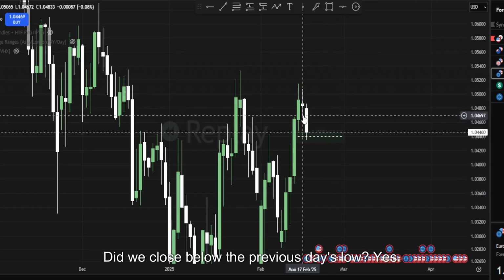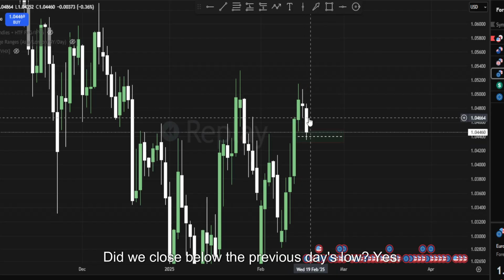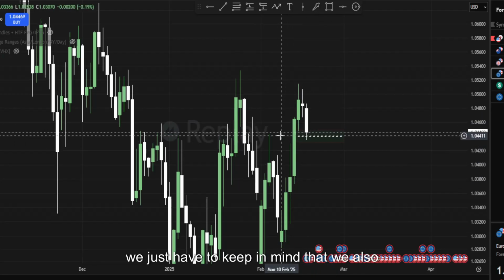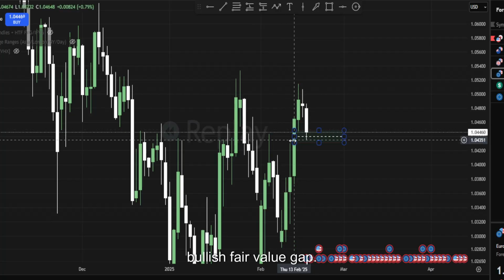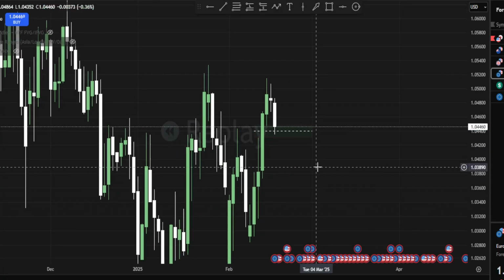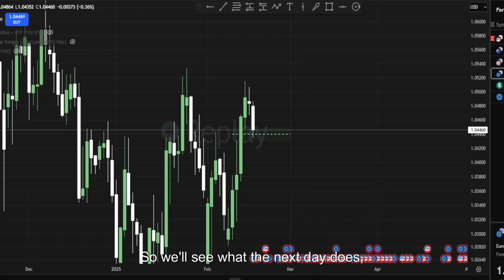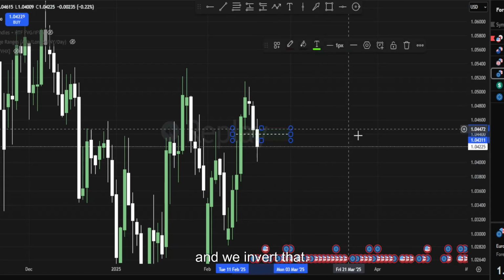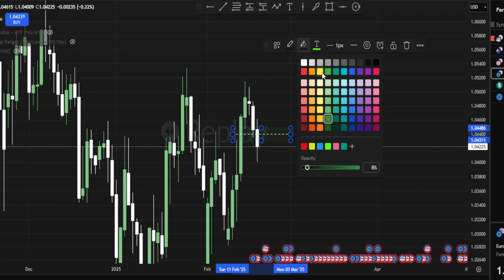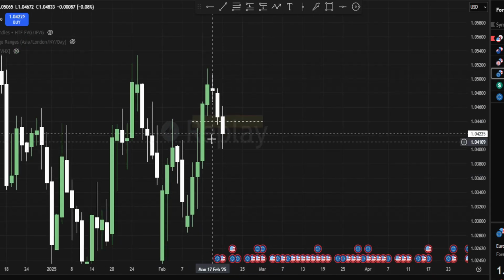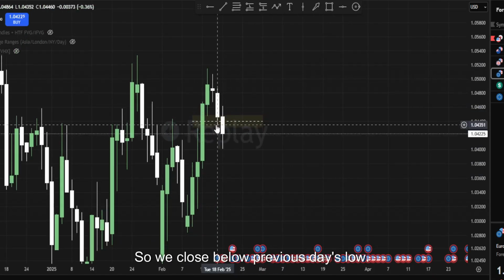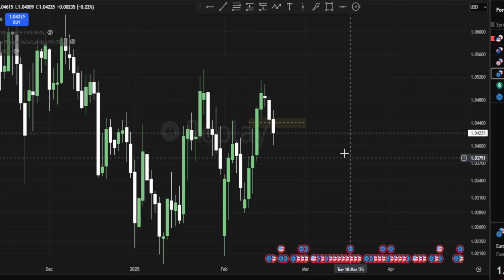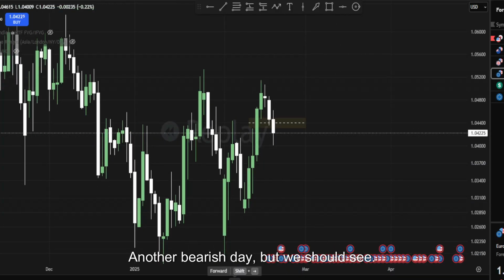Did we close below the previous day's low? Yes. So we could expect another bearish day, but we just have to keep in mind that we also got a rejection out of this bullish fair value gap. So we'll see what the next day does. And we do, in fact, blast through it. And we invert that. But we'll see. So we close below previous day's low. I would continue on with this. Another bearish day, but we should see.